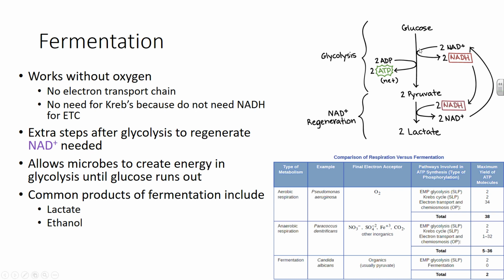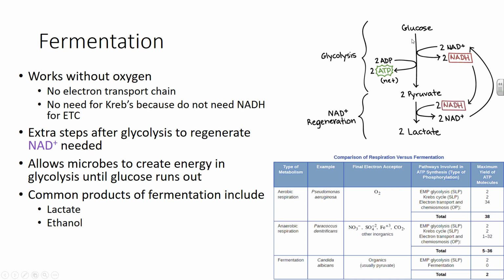Fermentation is glucose to pyruvate, so glycolysis, plus an extra step. So this drawing right here is just an example of one type of fermentation. As glucose is converted to pyruvate, we get some energy. But remember, we also produce NADH.